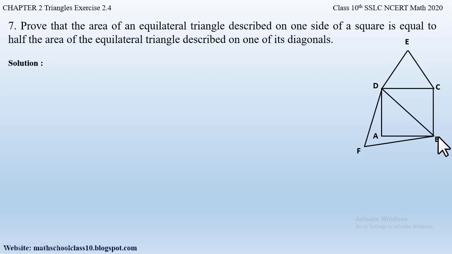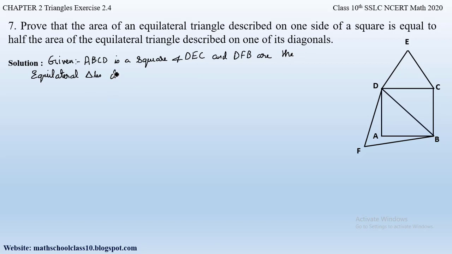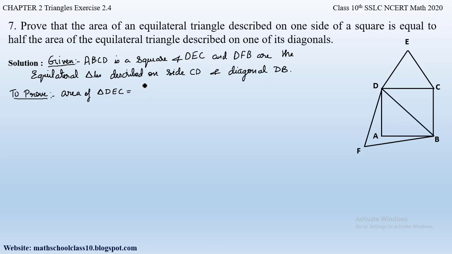So first of all, let us write down what is given in the question. Given: ABCD is a square, and DEC and DFB are the equilateral triangles described on side CD and diagonal DB. This is what is given. Now let us write down what we have to prove. To prove: the area of the equilateral triangle DEC is equal to half the area of the equilateral triangle DFB. Area of triangle DEC is equal to half the area of triangle DFB.